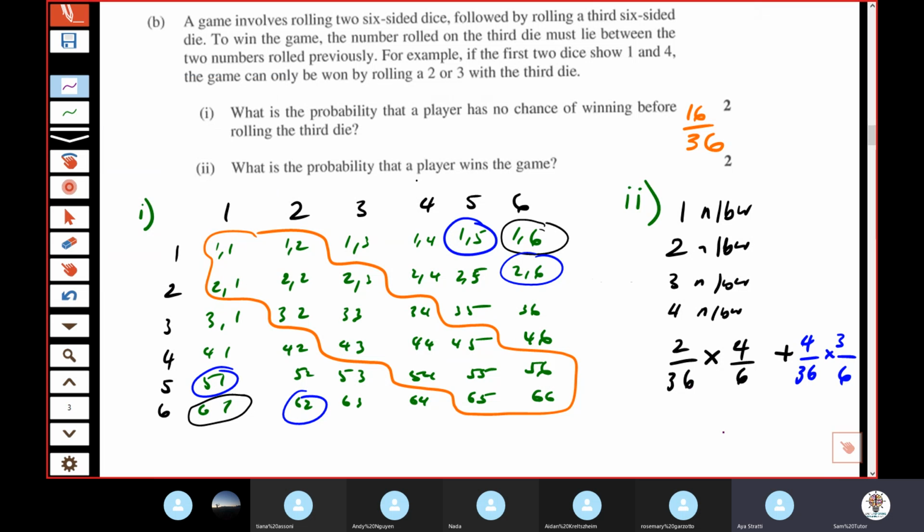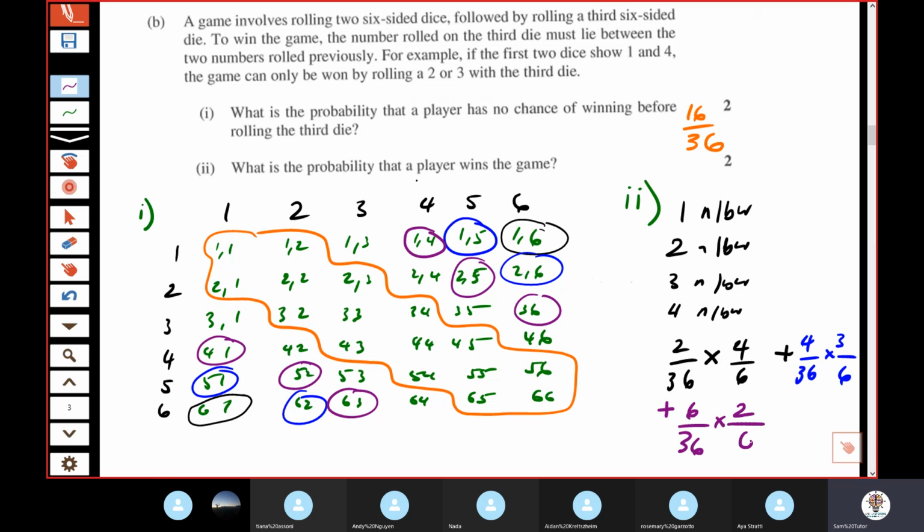Plus, of course, there should now be two numbers in between. I think we're seeing a pattern, 2, 4, 6. But let's have a look. 2 and 3, 3 and 4, 4 and 5, and then the same thing here: 2 and 3, 3 and 4, 4 and 5. So 6 out of 36 times, and then two numbers in between.